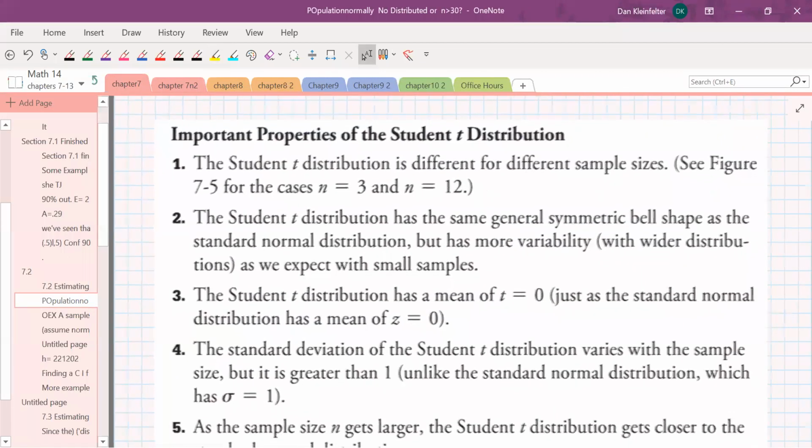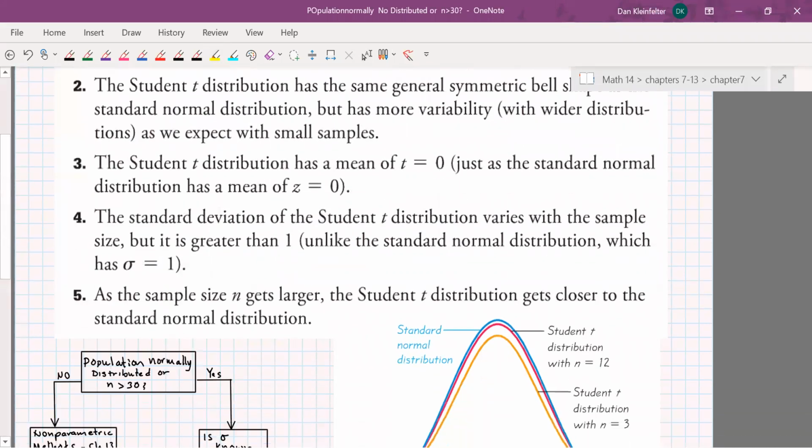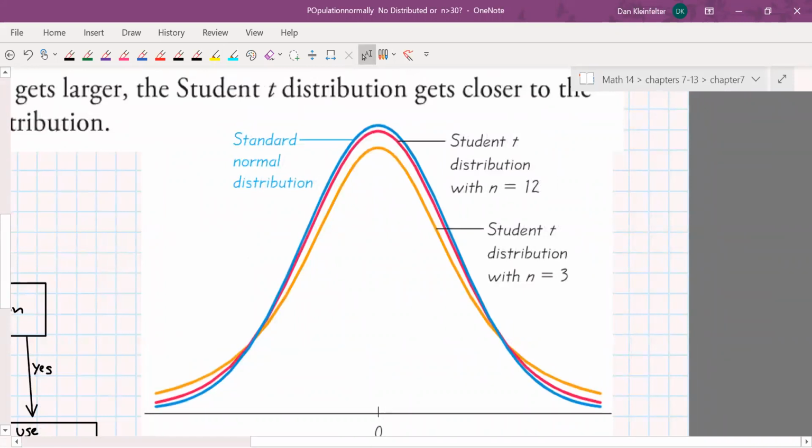Before we do that, though, we want to think about some different properties of the T distribution. The distribution is different for different sample sizes. There's a picture shown here. The T distribution is bell-shaped like the normal distribution, but not exactly the same. In the picture, there's a blue standard normal distribution, like we would have had in 7.1 off of our Z table. And then there's a red T distribution with an N of 12 and a yellow T distribution with an N of 3. The bigger that N is, the closer the T distribution will match our normal distribution.